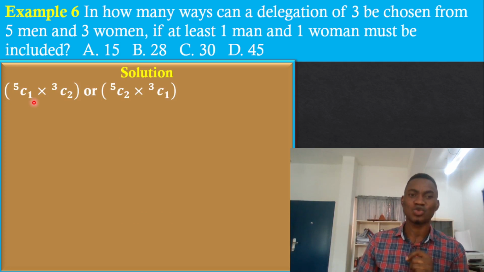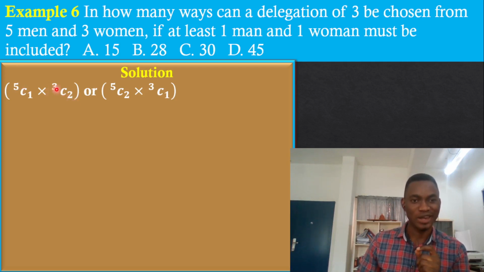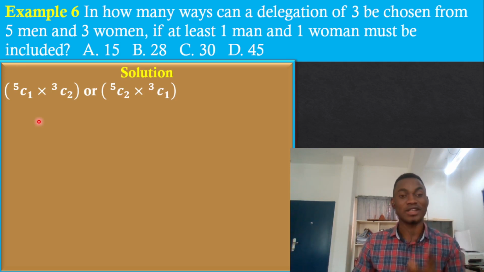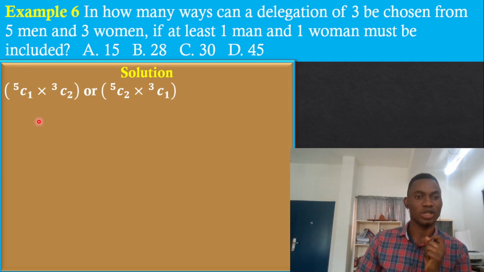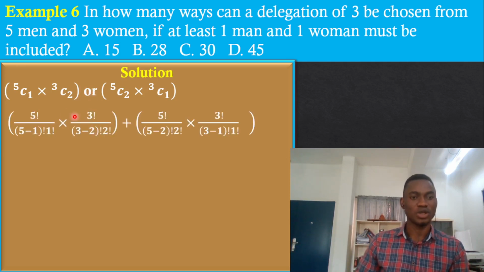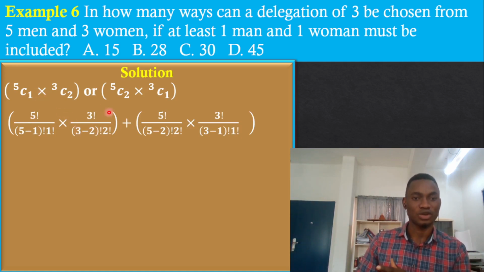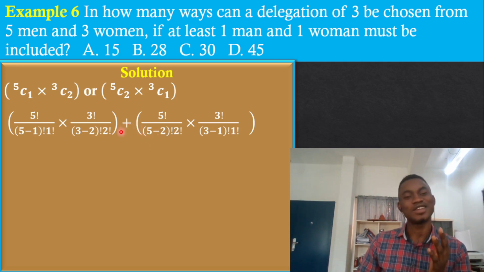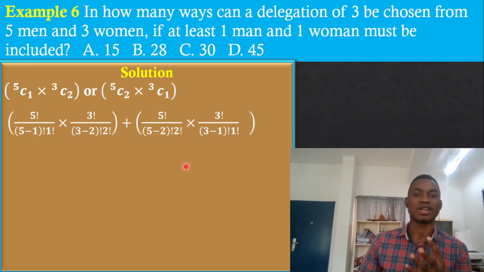It's either we choose one man from the 5 men and 2 women from the 3 women, or we choose 2 men from the 5 men and 1 woman from the 3 women to form this delegation. Is that clear? Whichever way, there is at least one man and one woman in our choice. These are the possible choices we can make. And don't forget that "or" means plus in combinatorics. You apply your combination formula. This is very simple, but you have to think more and write less. You have to understand the question very well before you start solving.